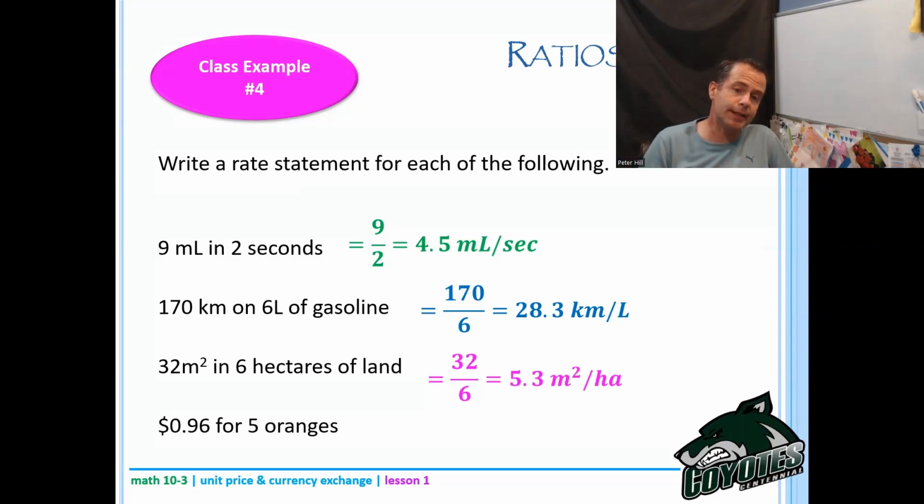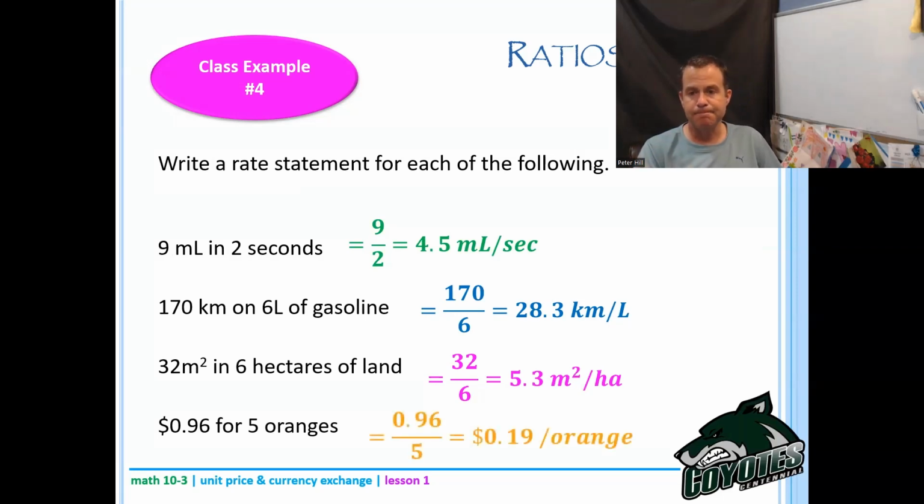Okay, 0.96 for 5 oranges. Again, we want the unit price per orange. This is something we're going to talk about a lot in a few lessons because we're going to try and figure out better deals and stuff like that. But for now, we're just going to take that 0.96 of a dollar, 96 cents, and divide by 5. Okay, and that's going to give us approximately 19 cents per orange. Okay, 19 cents per orange.